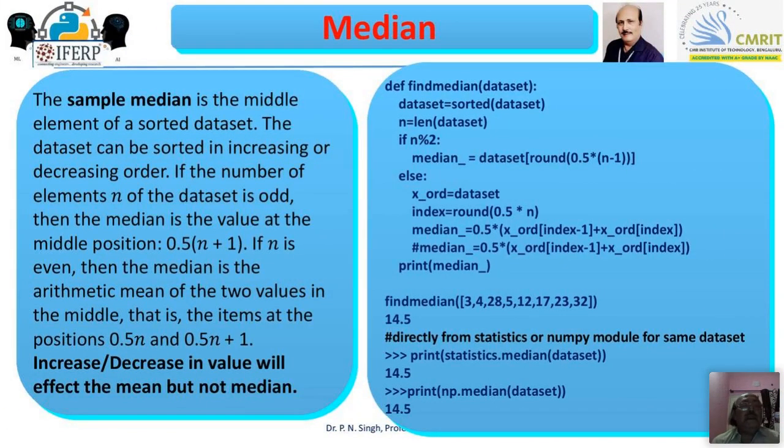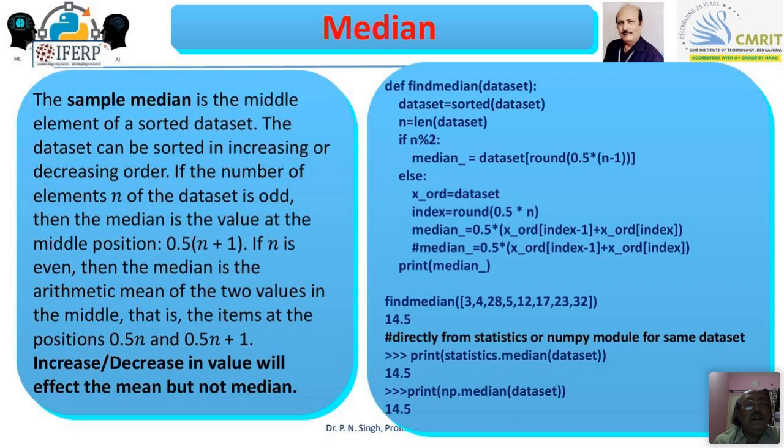The median is the middle value, whether there is an odd or even number of elements. The middle position is 0.5 multiplied by n plus 1. If n is even, then the median is the arithmetic mean of the two values in the middle, that is the items at positions 0.5n and 0.5n plus 1.